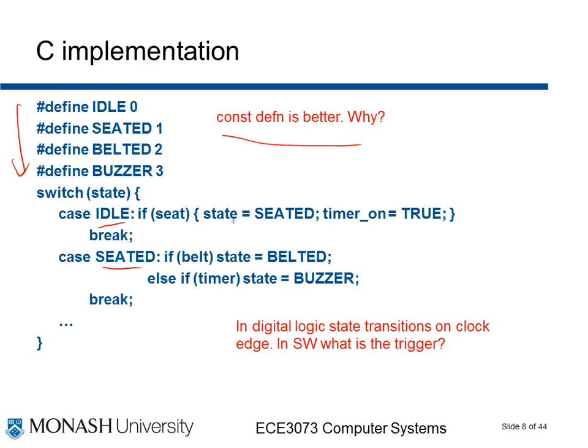In digital logic, so you should be aware, how we have is the clock switching the state. So every clock period we might check the state, go to the next state accordingly. So in software, what is the trigger? Can anyone suggest what the trigger is? Interrupt?